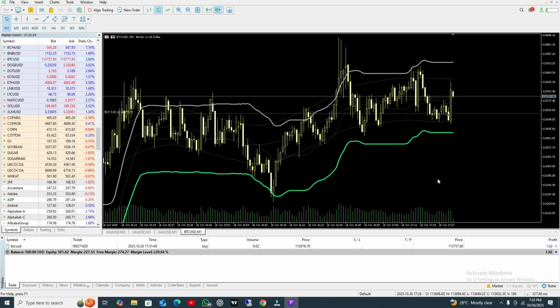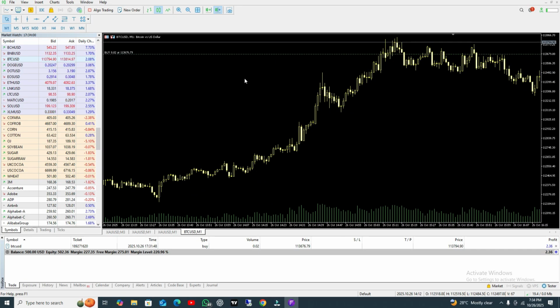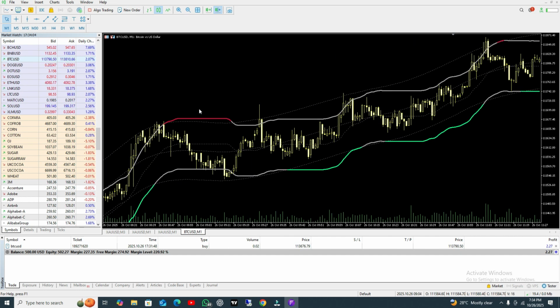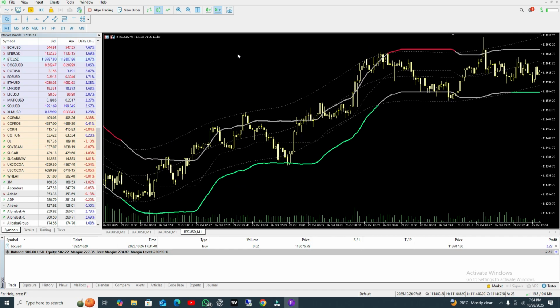I know here you will see there are two band lines. The first band line is the green and the red one, and the second is actually the TMA. Here the second dotted line is a TMA.